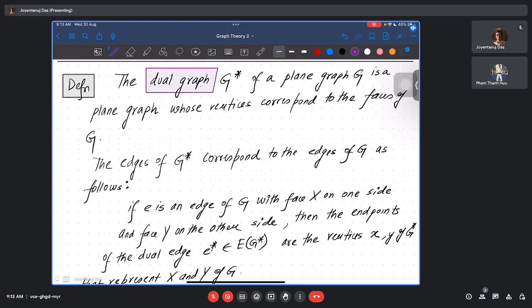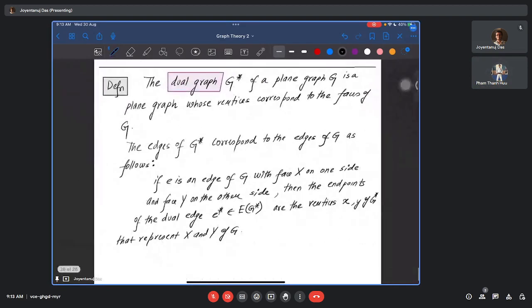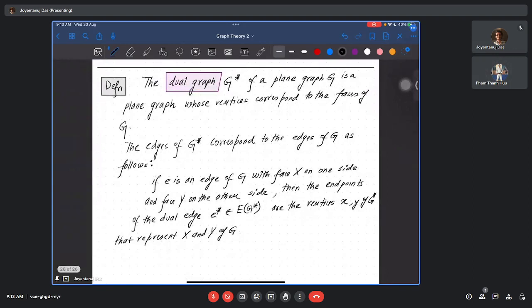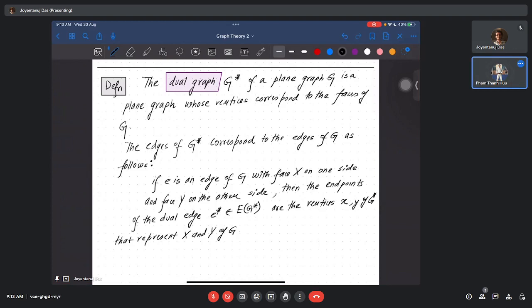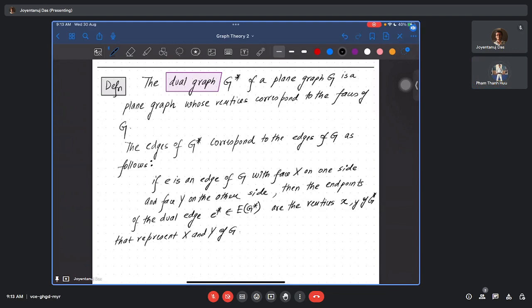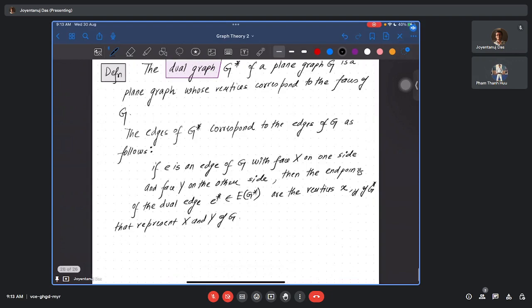So let us see what they are saying. Suppose I have a plane graph, then I know that there are faces. The G star, the dual graph, will take the faces as the vertices, and two faces will be adjacent in the dual graph if they have a common edge between them. So let me show an example.